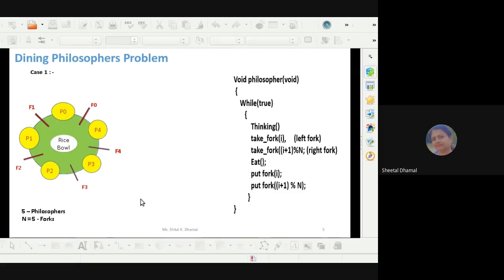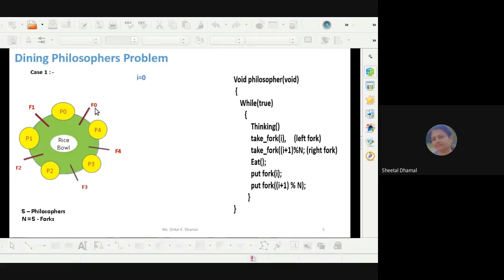Here capital N represents the total number of forks present. The total number of forks present on the table is 5, and 5 philosophers are there. Now how will this system work? Here we will consider the index value, the variable i. We will start from 0, because we are numbering the philosophers from 0.